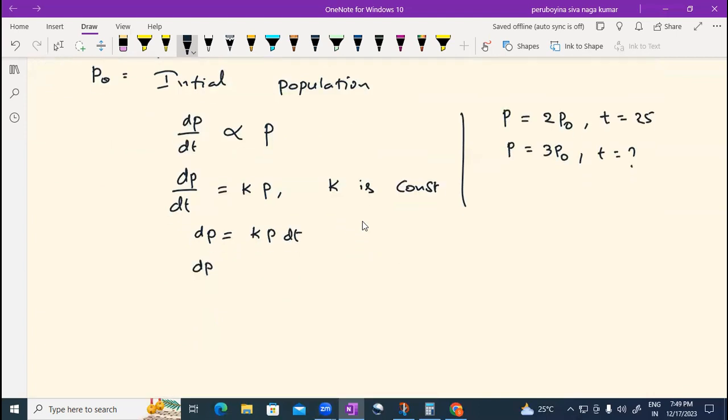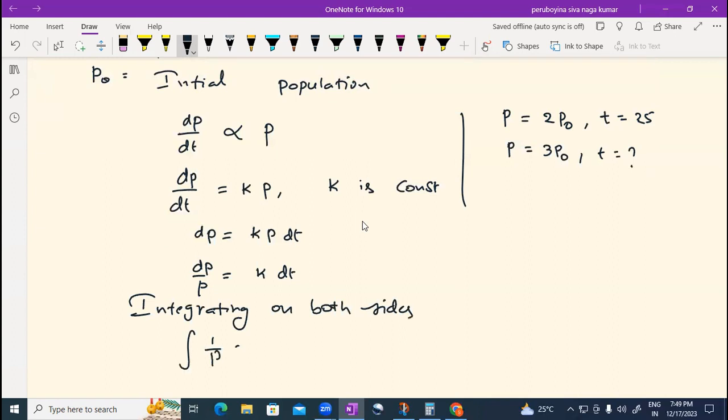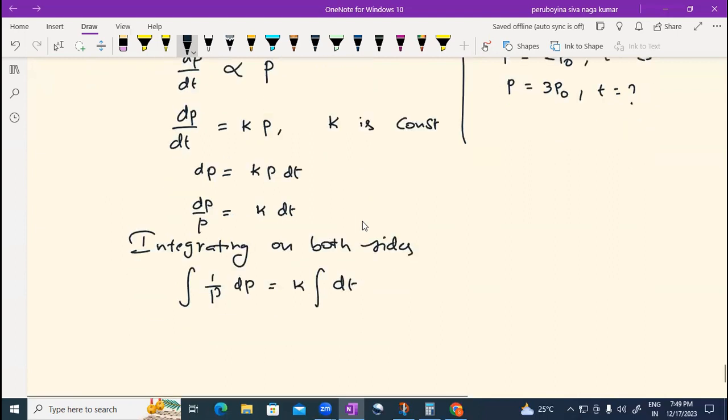So dp by p is equal to k into dt. Now integrating on both sides. Integral 1 by p dp is equal to k into integral dt. Okay, solve this differential equation. So this will be log p is equal to k into t plus c.